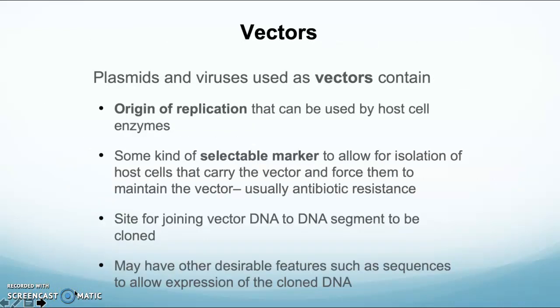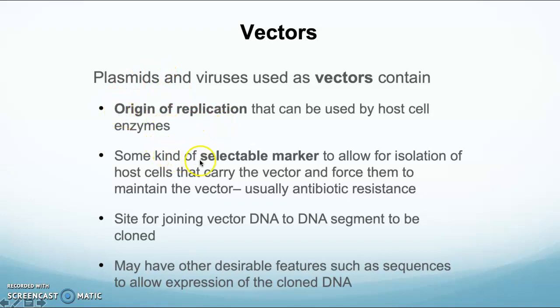So what do we use as a vector? The vectors most typically that I've worked with and that you would probably work with in a lab are plasmids. However, we sometimes use viruses as vectors as well. I'll stick to the plasmid because it's a little bit easier. In a plasmid we would want an origin of replication, so that we have an area where the host cell enzymes could start replication of this particular plasmid.